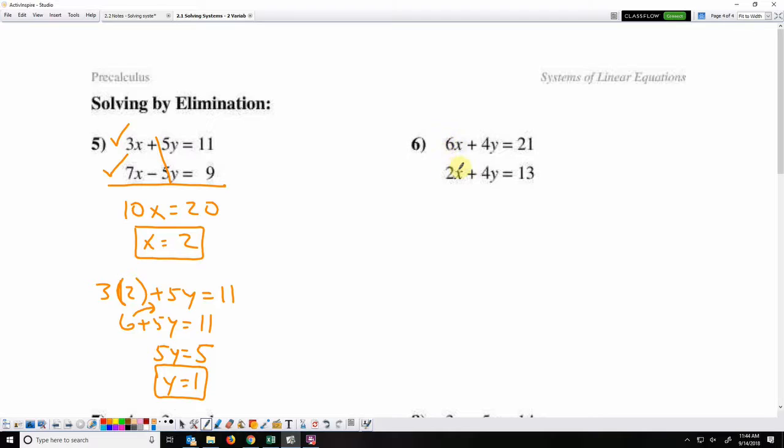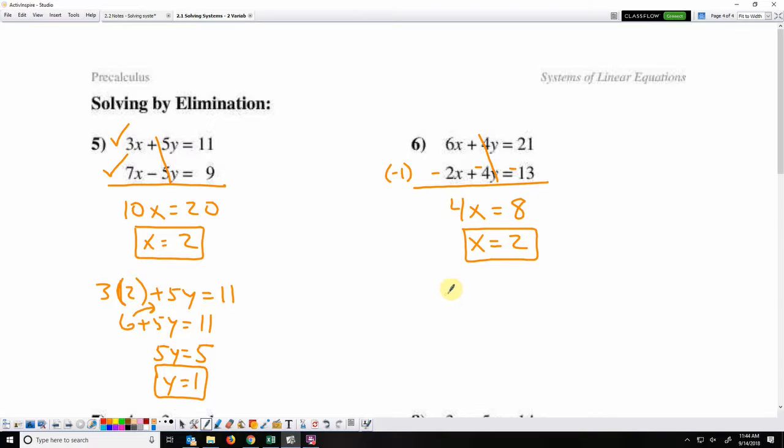Okay, now the next one, I've got a 4y and a 4y. I want them to be opposite. So if I multiply, say, this bottom one by negative 1, what that does for me is it gives me a negative, negative, negative. So when I combine, 6x minus 2x is 4x. The 4y and the negative 4y cancel, and 21 minus 13 is 8. So I get 4x equals 8, and when I divide both sides by 4, I find that x is 2.